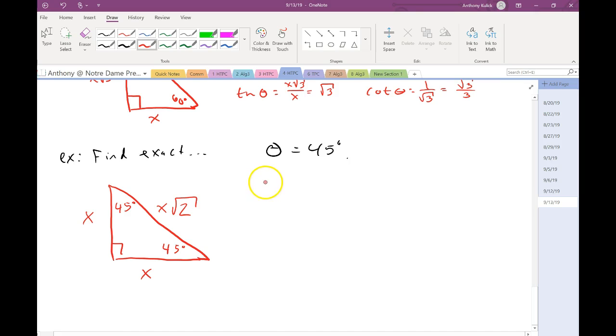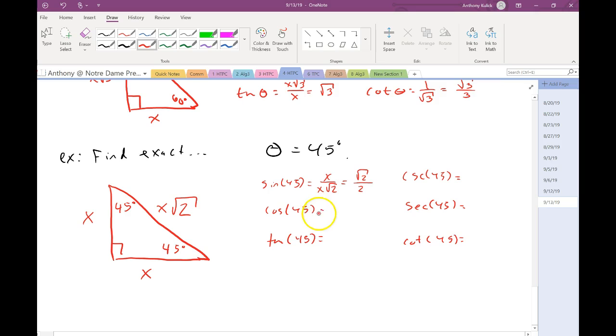So again, if I wanted to do sine 45, cosine 45, tangent 45, cosecant 45, secant 45, and cotangent 45, I can just do the same kind of thing, right? So I get x over x square root 2, which simplifies down to square root 2 over 2. I skipped some steps there. Is everybody okay with that? Okay, good. Somebody said yes. I'm going to take that as everybody says yes.